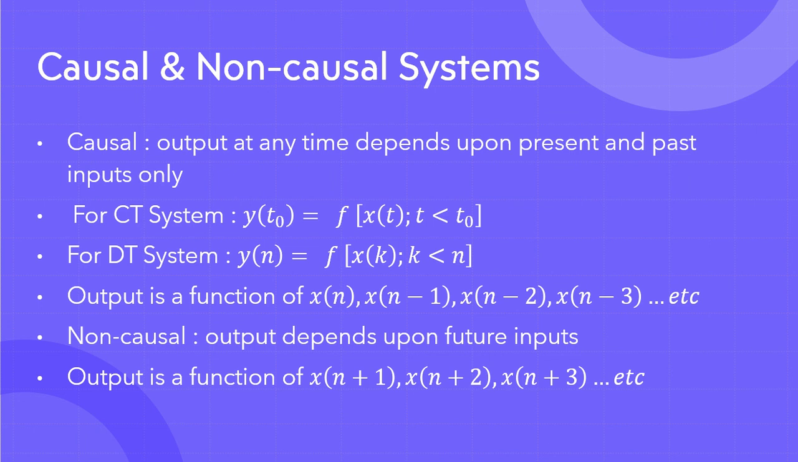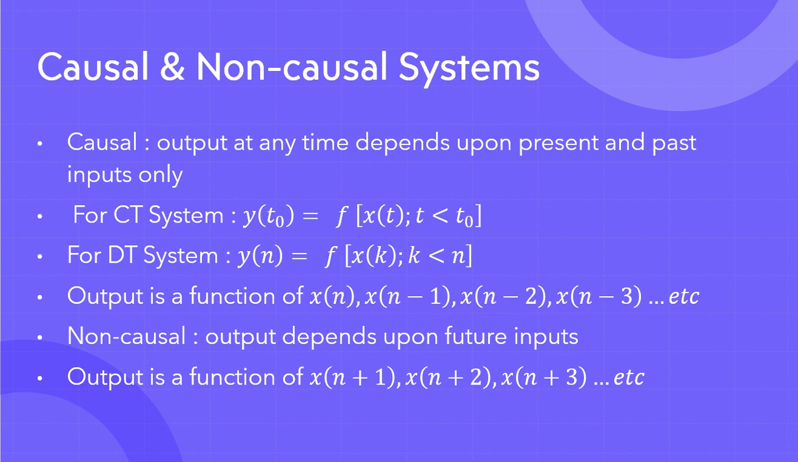And x of n minus 1, x of n minus 2, x of n minus 3, when you are having minus, that means your past inputs are coming here. x of n is your present input, and x of n plus 1, plus 2, plus 3, they are your future inputs. So whenever you see that your system is depending on the future inputs as well, that means your system is a non-causal system. Okay.